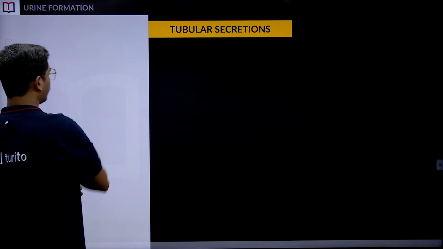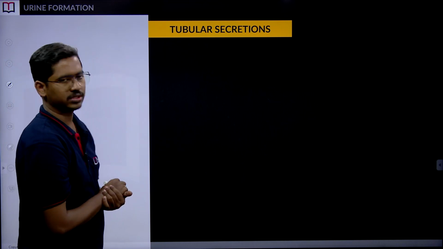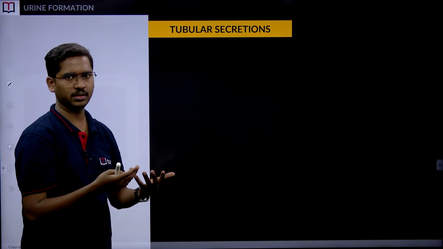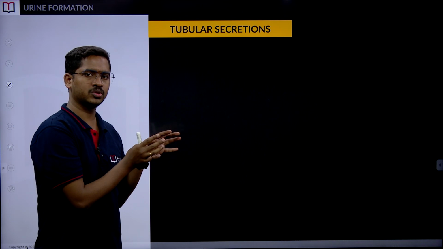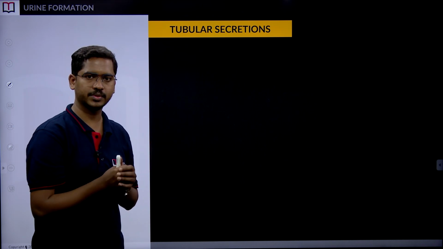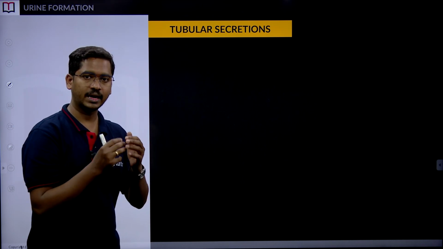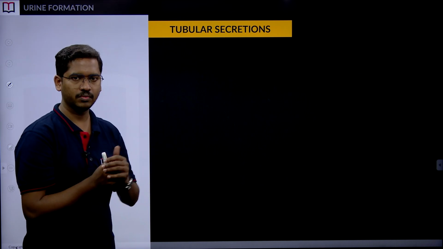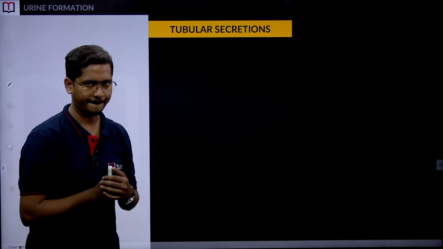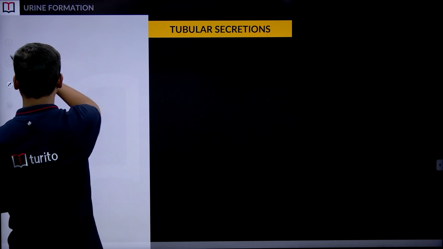Now, next you see here tubular secretions. So, selective reabsorption is done. You have seen which substances are to be reabsorbed and which substances are to be left in the fluid, which is to be discarded, that is urine. So, now you see tubular secretions.